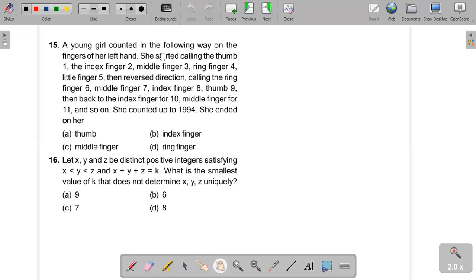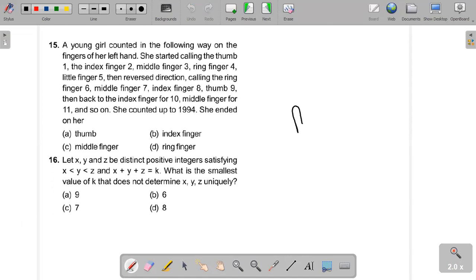A young girl counted in the following way on the fingers of her left hand. She started calling the thumb 1, index finger 2, middle finger 3, ring finger 4, little finger 5. Then she reversed the direction, calling the ring finger 6, then 7, then 8, then 9, then back to the index finger 10, middle 11, and so on. She got up to 19. Okay.